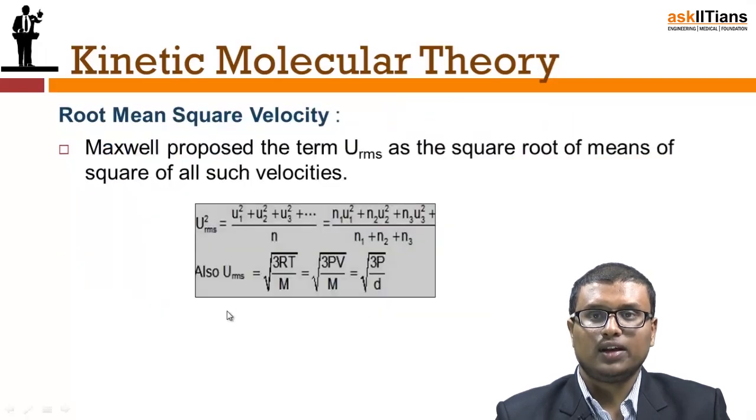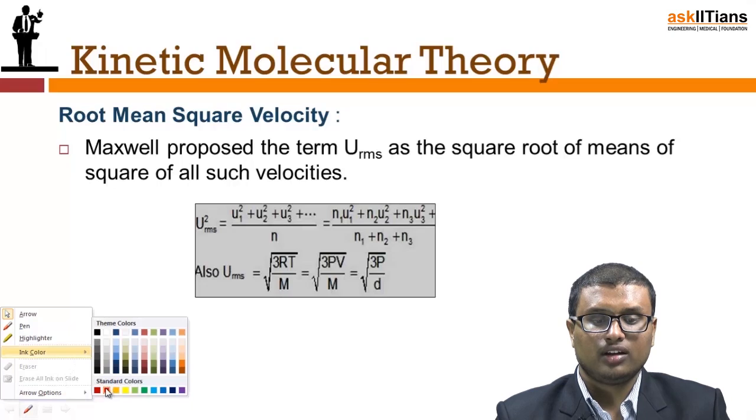Next important velocity, root mean square velocity. The name itself says that it is dealing with some root, right? So Maxwell proposed that this term URMS is nothing but the square root of the mean of the square of all such velocities. So what does that mean?